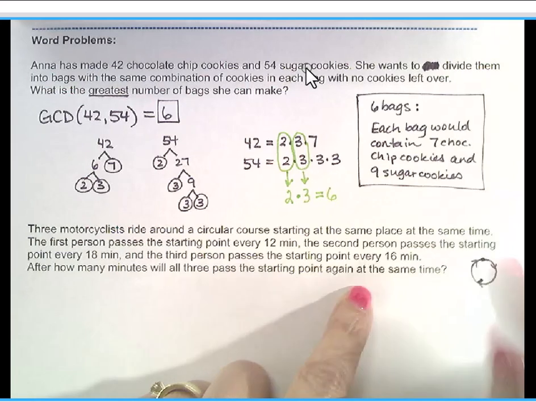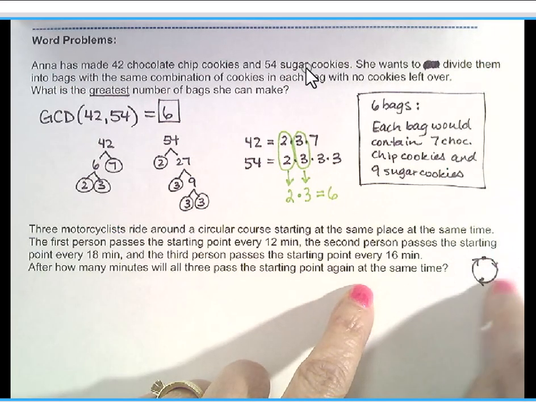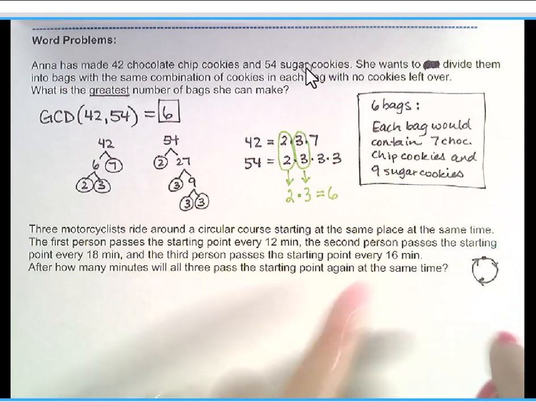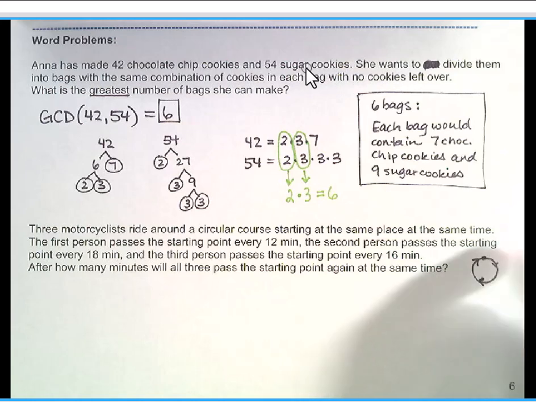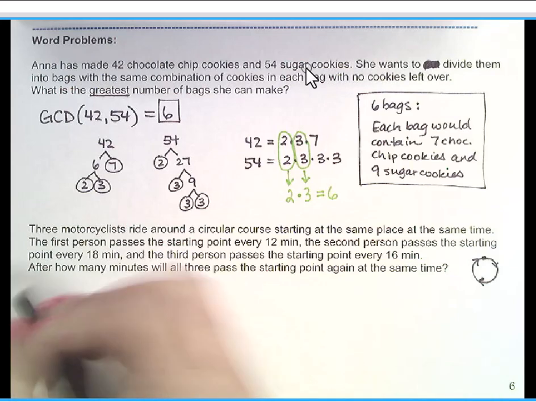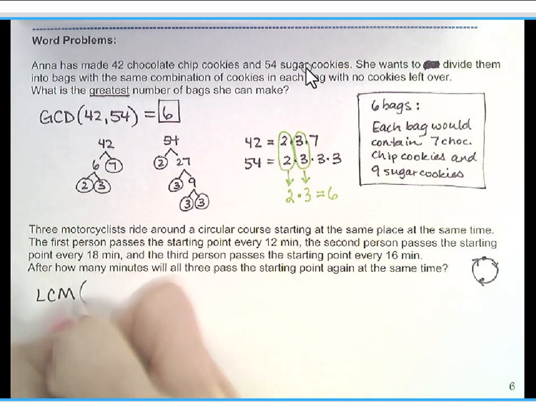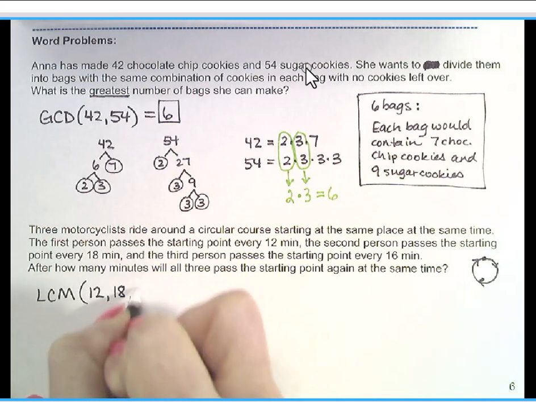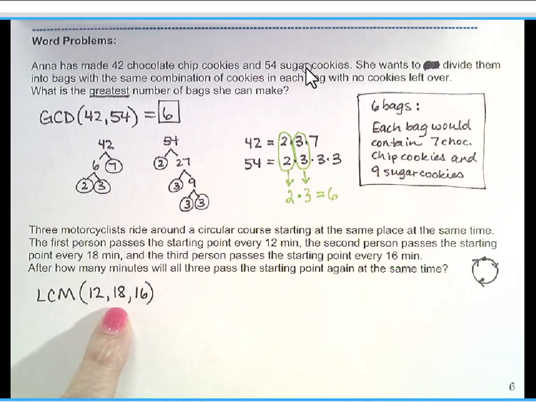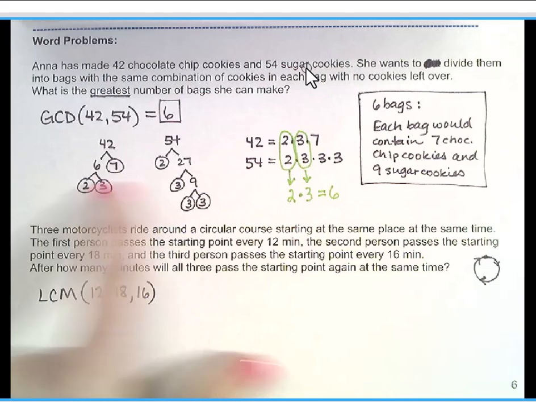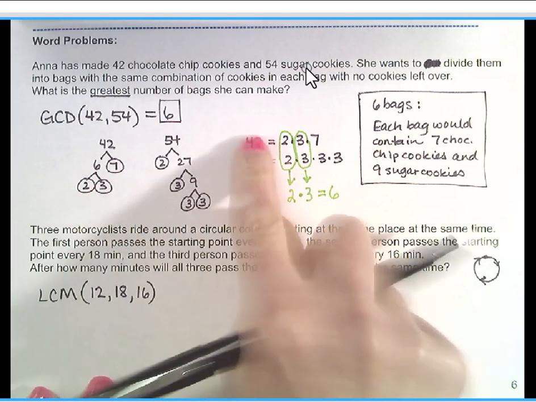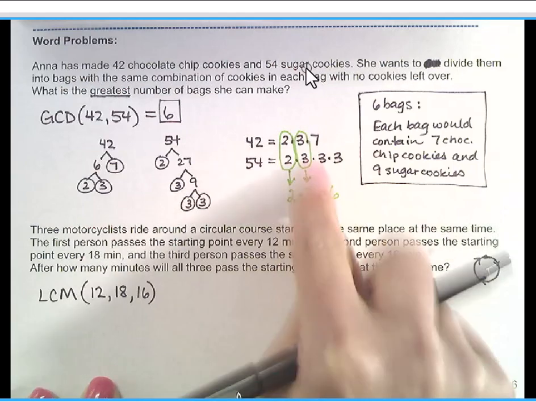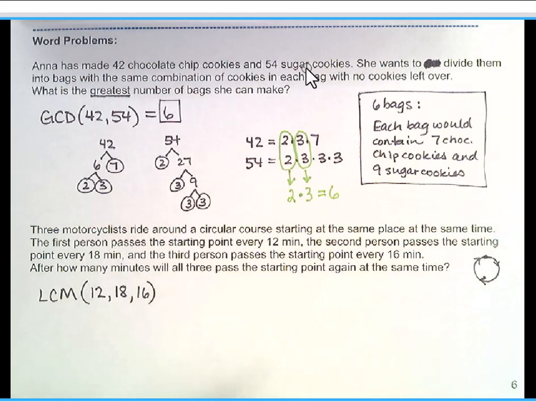So the idea is to consider what's going on here. They're going around this circular course again and again, multiple times. We're trying to find out, when will they all line up again? When will 12, 18, and 16 all line up again? That's an LCM question. So they're asking us for the least common multiple, and it's of 3 numbers. It's 12, 18, and 16. So if you have to do an LCM for 3 numbers, you either have to do prime factorization like we did here, but you'd be comparing 3 lines and you'd be looking for the common factors in all 3. Or you could use another method.